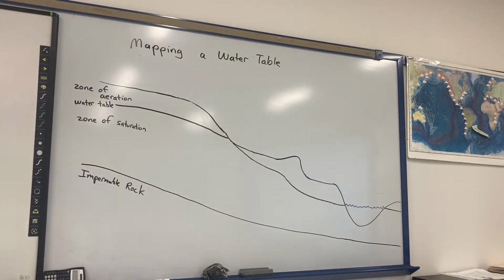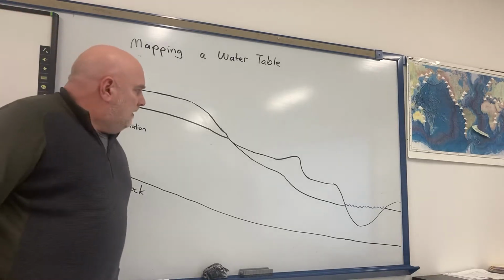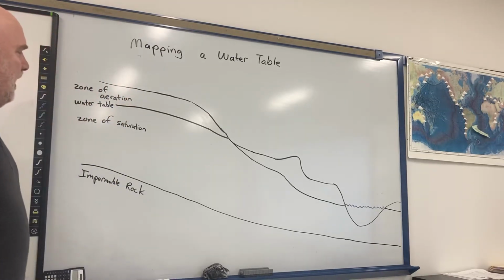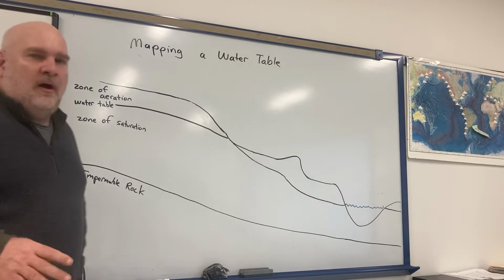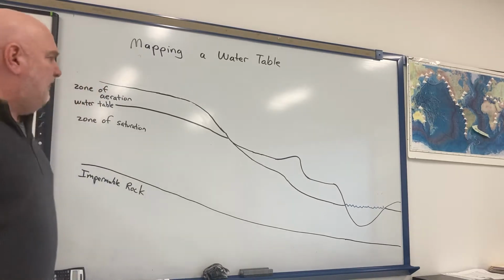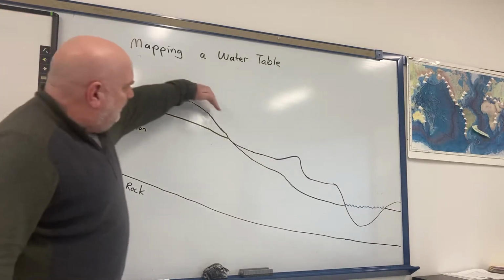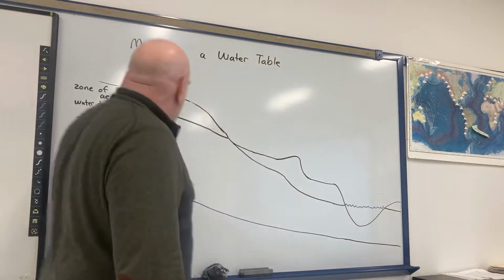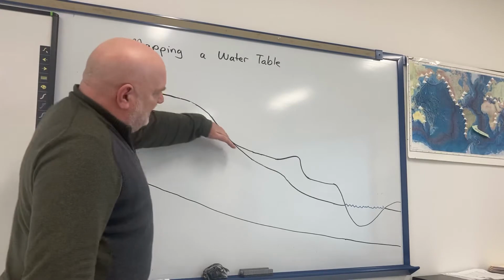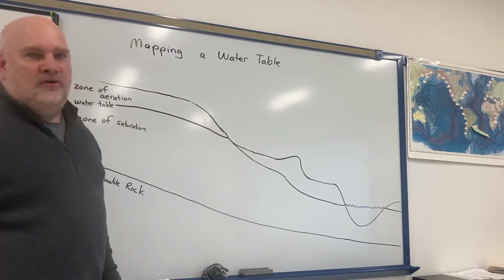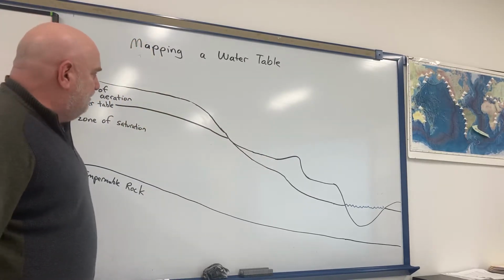Now, the water table, for the most part, but not always, a lot of times has a similar shape to the land above it. So here's the land above it, all right, and here's the shape of the water table. So it somewhat follows the shape of the land, but not exactly.